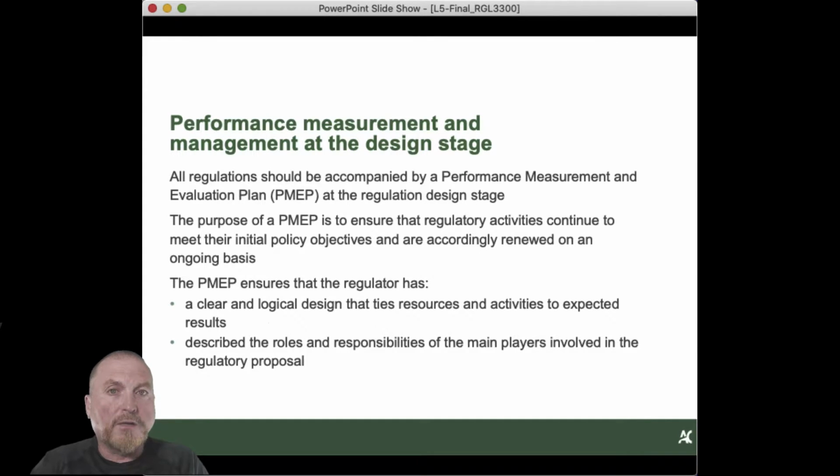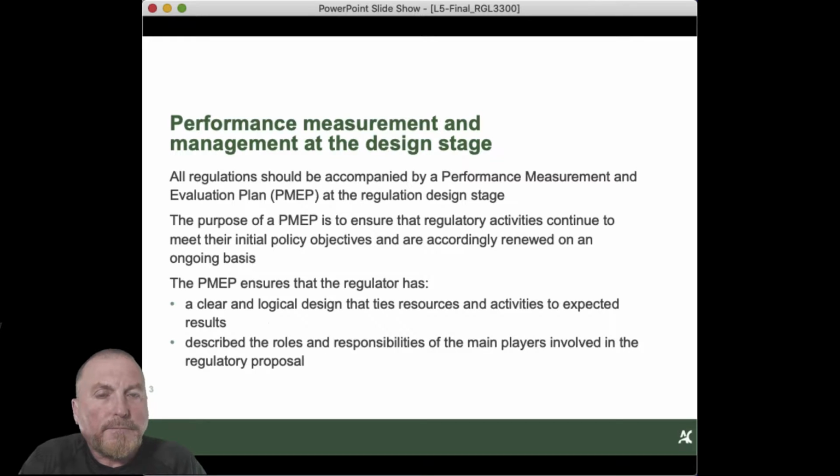The cabinet is not going to approve a regulation. The Treasury Board's not going to agree to a regulation going to cabinet without already having a performance measurement and evaluation plan for how we're going to assess the performance of that regulation after it's been formally adopted.